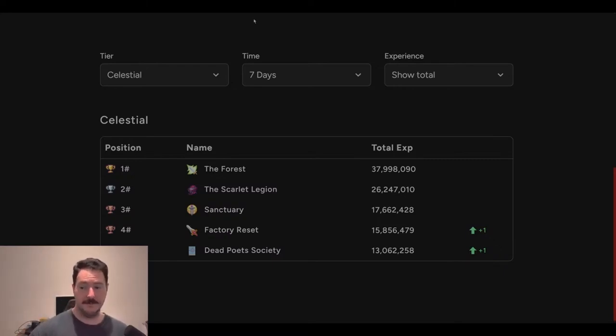So what does that mean? We have to say DPS is the best purest PvE guild here, because everyone else is making hot swaps.